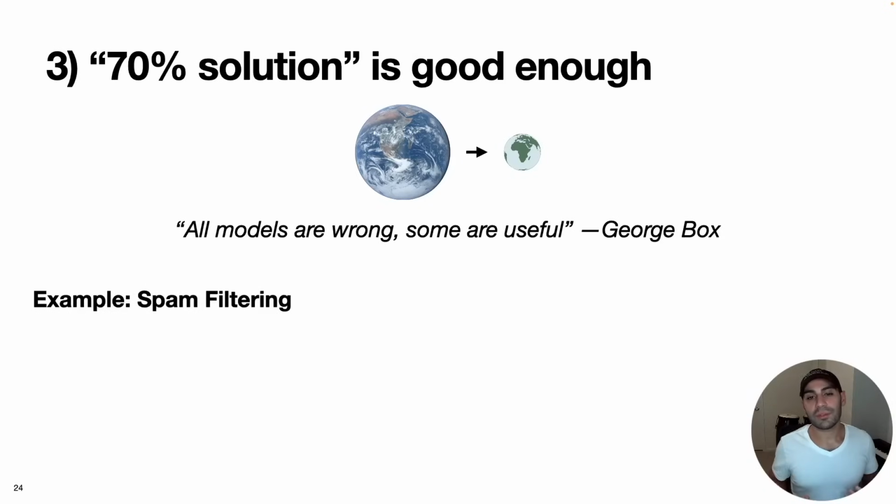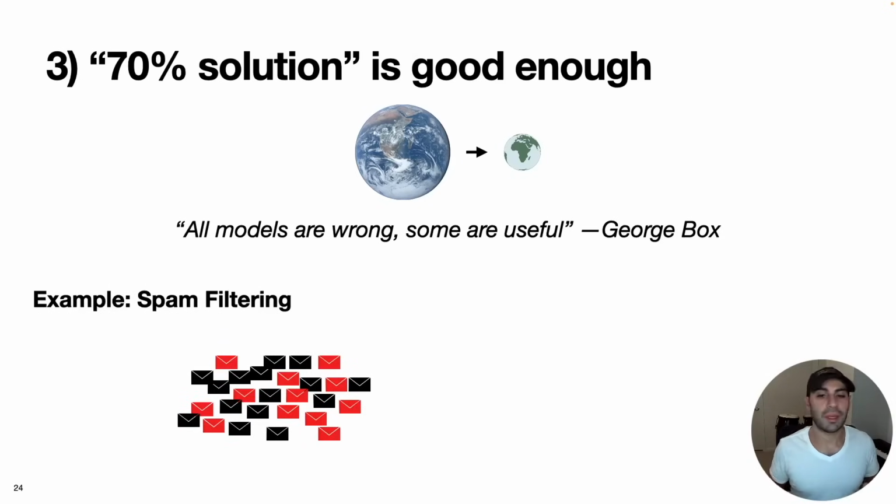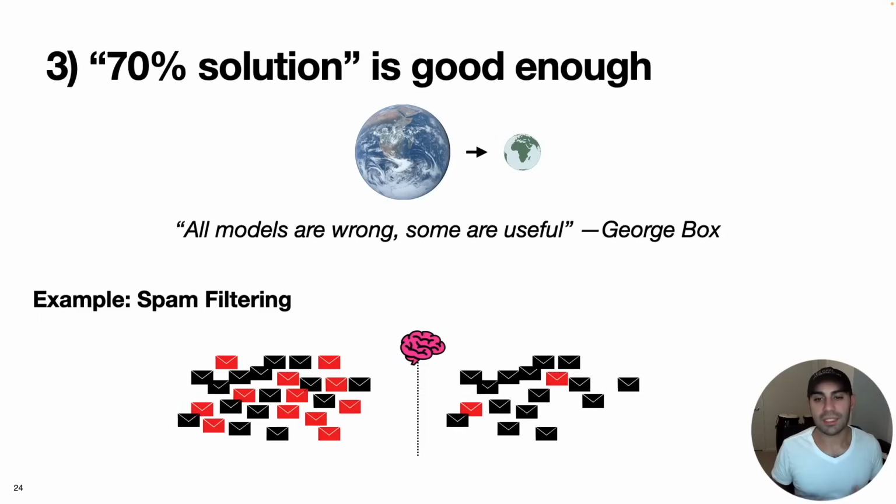And so a good example of this is spam filtering. The way that works is you have a bunch of spam emails flooding your inbox. In this situation, even an imperfect model is very valuable because even a 70% reduction in spam emails is very helpful. That'll give a thumbs up from any user.